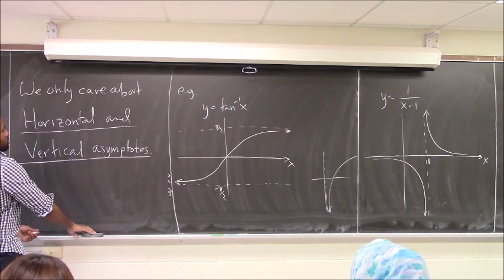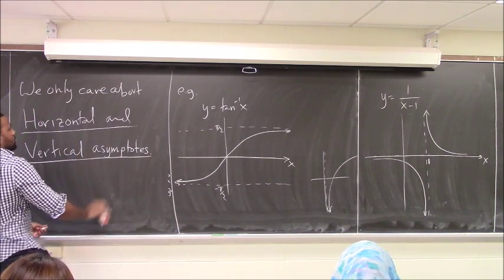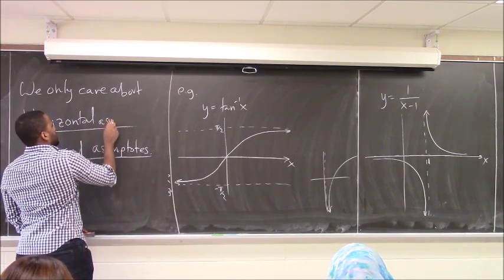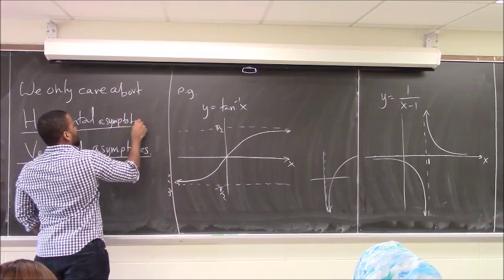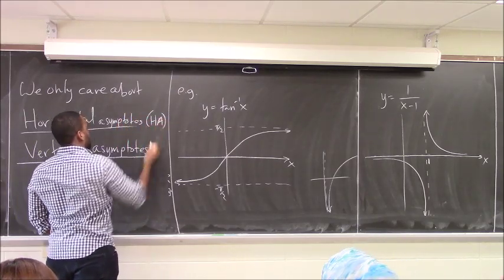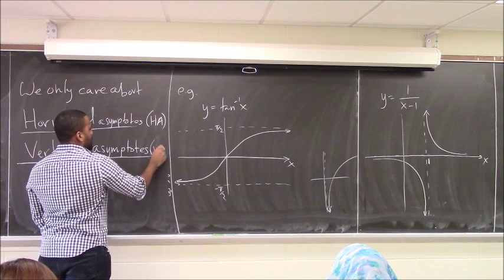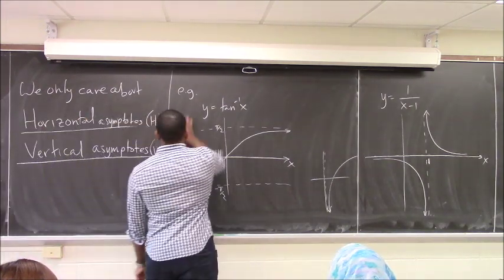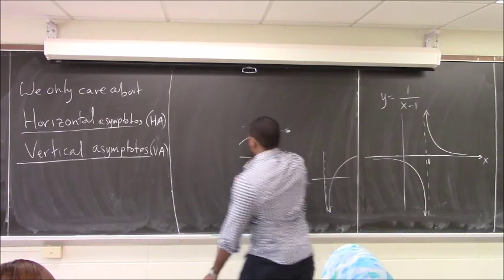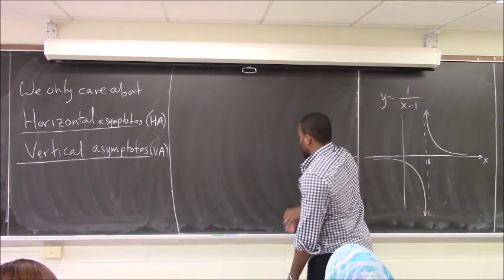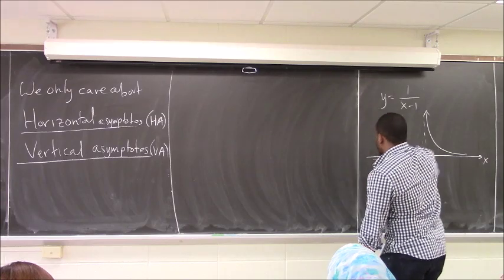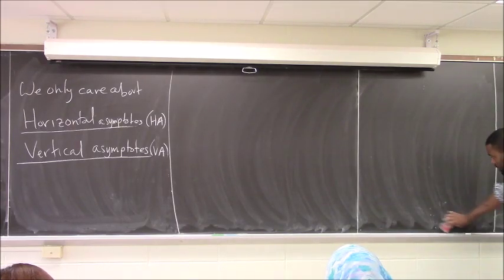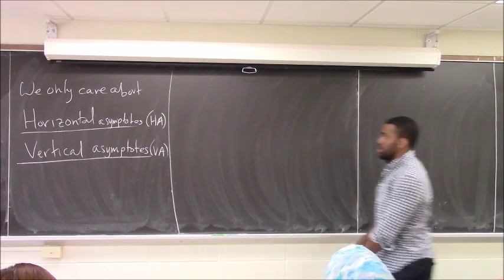And maybe I'll just give you an abbreviation here. Horizontal asymptotes, I'll call those HA, because I can't bother writing it down all the time. These guys I'll call VA. So let's deal with one at a time. It turns out that you can describe these guys in terms of limits, which we're all experts on at this point. So let me just write these down.